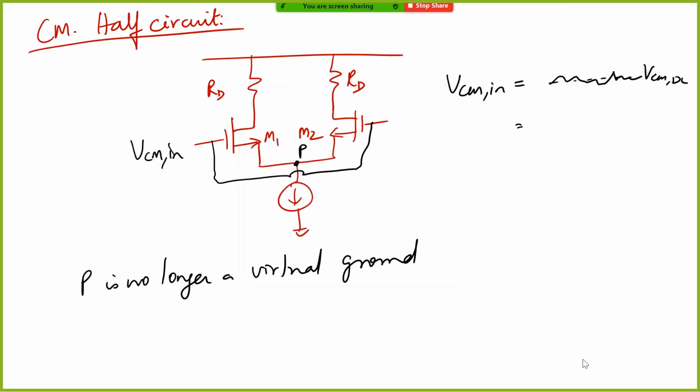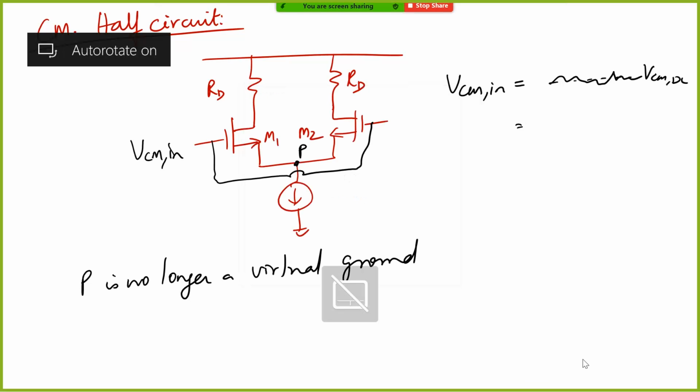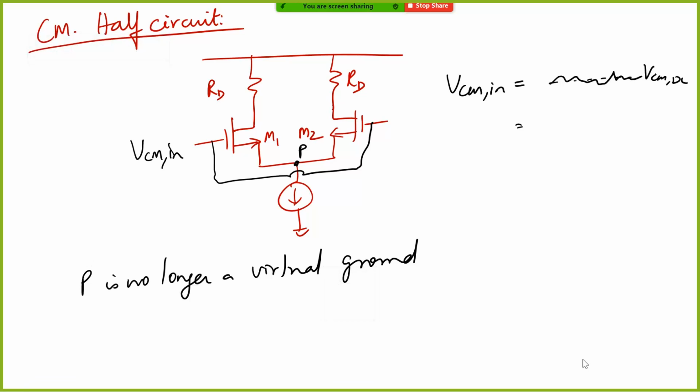So I was telling you about how this node P is no longer a virtual ground, and therefore you cannot directly take it to be here. And I was explaining that VCM in is not necessarily only DC. For example, in the last lecture, I mentioned that if this differential signal is running close to some clock line or some noisy power supply line, there will be some disturbance or common mode noise.